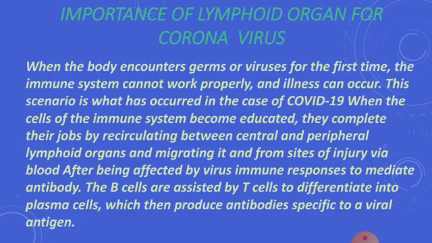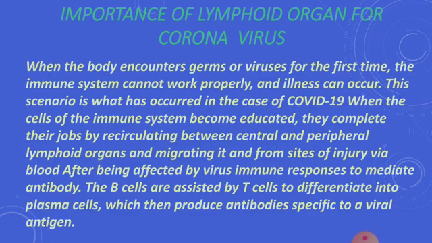When the body encounters germs or viruses for the first time, the immune system cannot work properly and illness can occur. This scenario is what has occurred in the case of COVID-19. The cells of the immune system become educated and they complete their jobs by recirculating between central and peripheral lymphoid organs and migrating to and from sites of injury by blood after being affected by the virus.